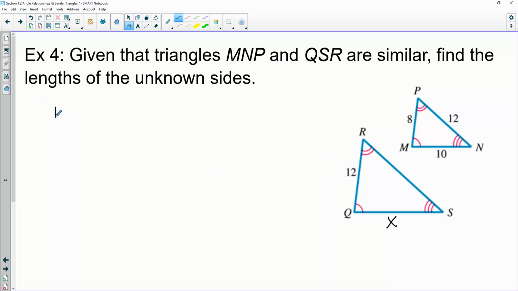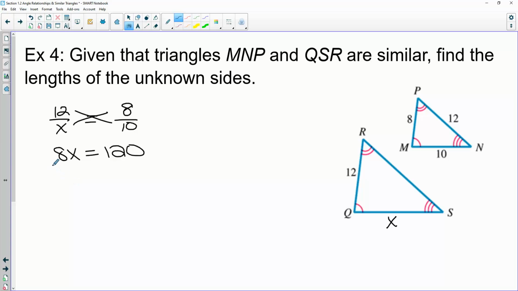So I could say, for instance, 12 over x equals, and I have to pick the same corresponding sides in the other triangle. So 12 was this vertical side, so the vertical side over here is 8. X was my horizontal side, over here is 10. Okay, there are different ways you could have set this proportion up. You could say x over 12 equals 10 over 8, x over 10 equals 12 over 8. All of them will solve the same. You can just cross multiply.